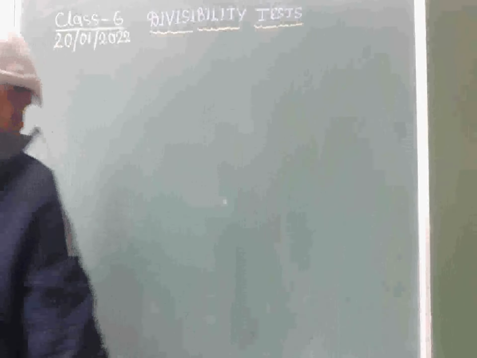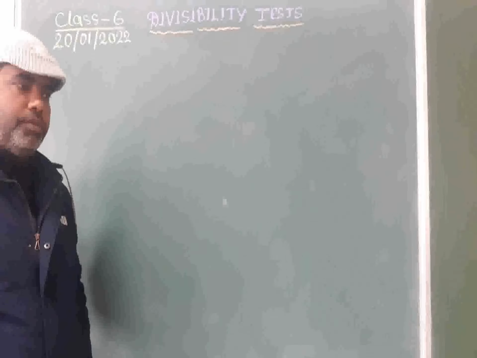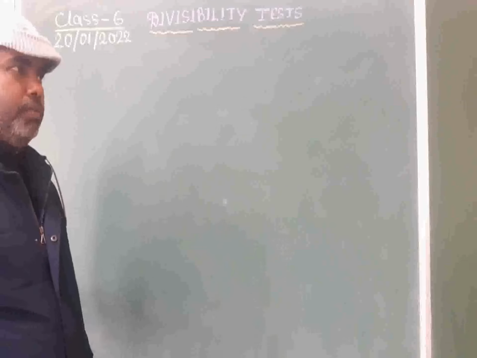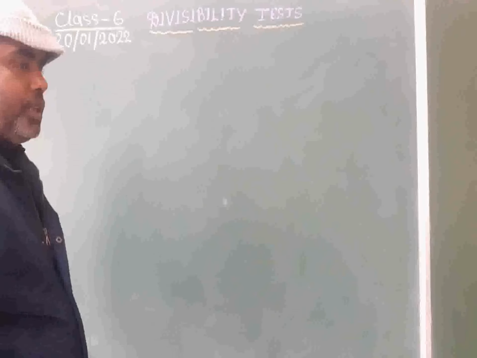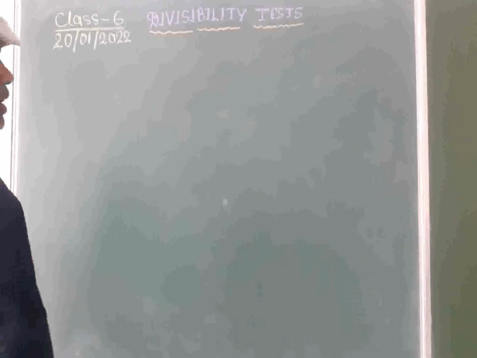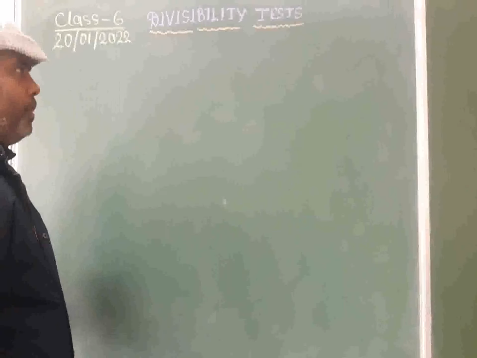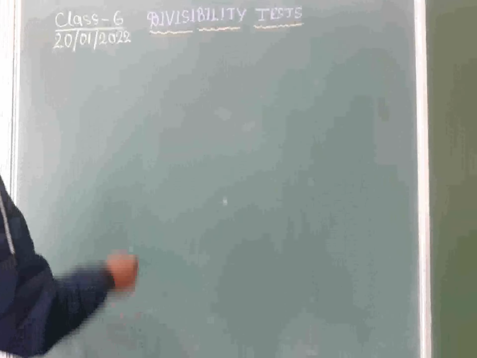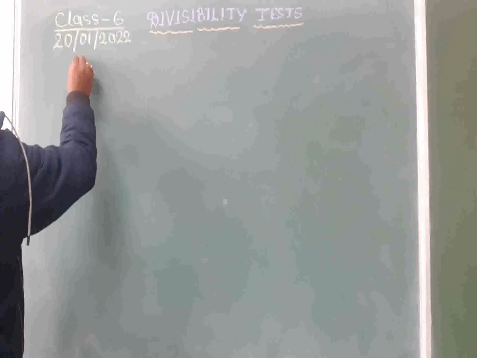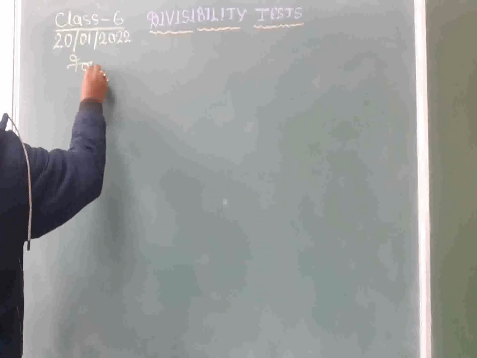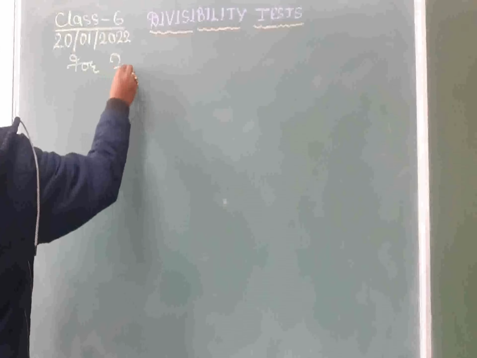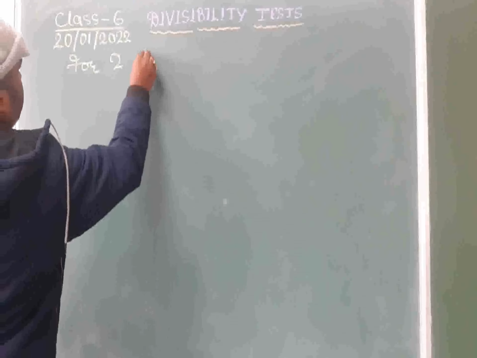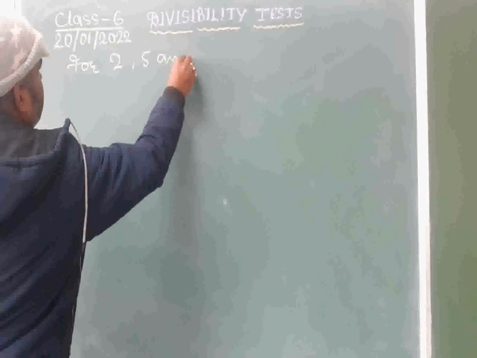For divisibility test, we know very well that any number is divisible by 1 itself. So we discuss the divisibility test for 1, because every number is divisible by 1. So now let's first take the divisibility test for 2, 5 and 10.